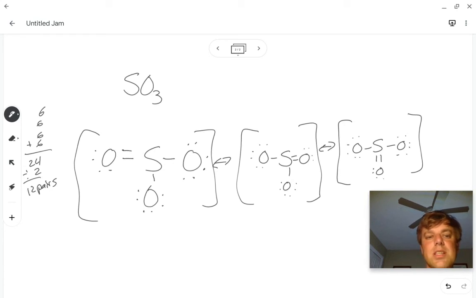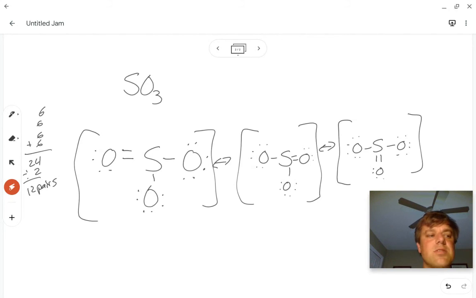Now, I do want to also point out there is a difference between SO3, sulfur trioxide, and sulfite, SO3 with a -2 charge, because you may notice from yesterday's worksheet, we didn't draw this resonance structure. We had an extra pair of electrons to put right there on top of the sulfur, which, as we'll learn soon enough, gives it a different shape.